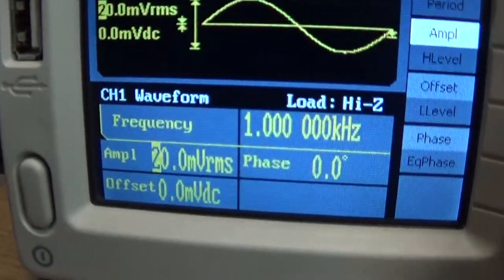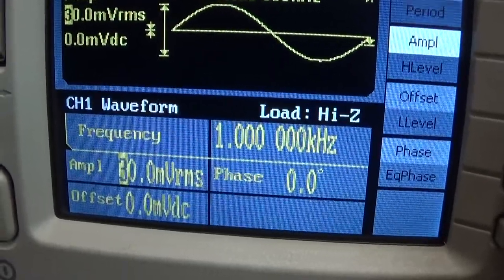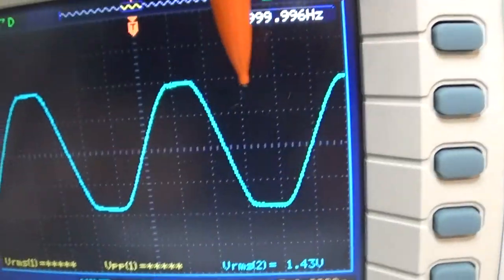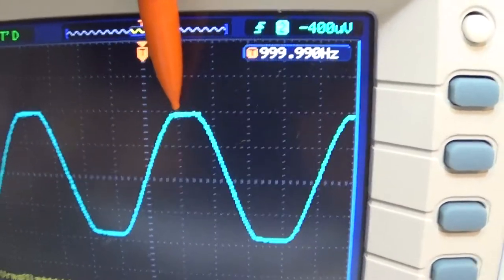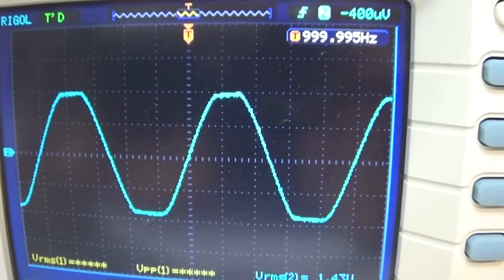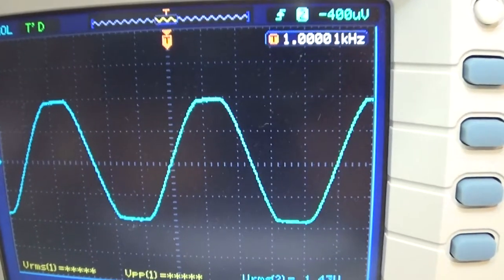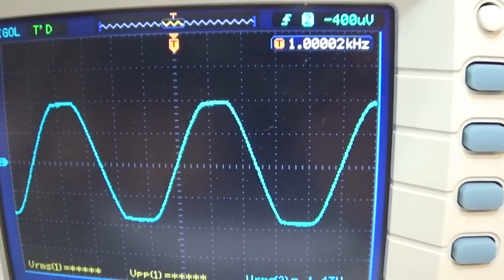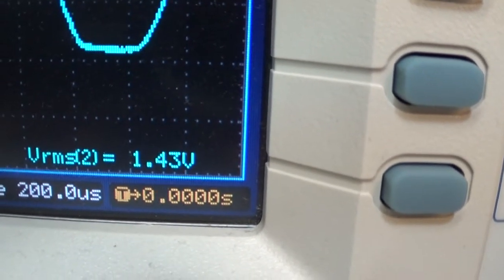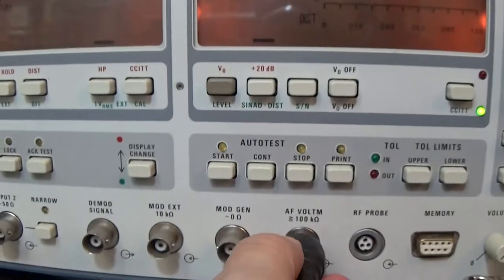Okay, 20 millivolt. And now let's increase it, let's say, to 30. And now let's see what the sign is right now. And have a look. So what is that? Now you see the sign is at the clipping edge. So now the sign is not really clean any longer. Now it is distorted. And the signal is now 1.4 volt. And now let's see what this signal means to our distortion meter.